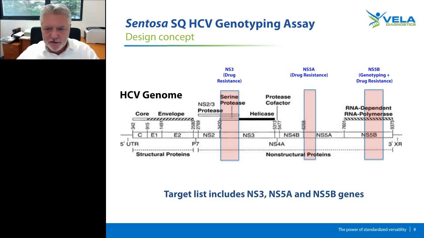We are using NS5B for genotyping because it has been shown convincingly in the literature that this has several advantages over the usually used 5' UTR region, which has been used traditionally for HCV genotyping based on line probe assays. We're not using this region anymore because of several reasons. One reason, which has come up only recently, is HCV recombinant viruses.